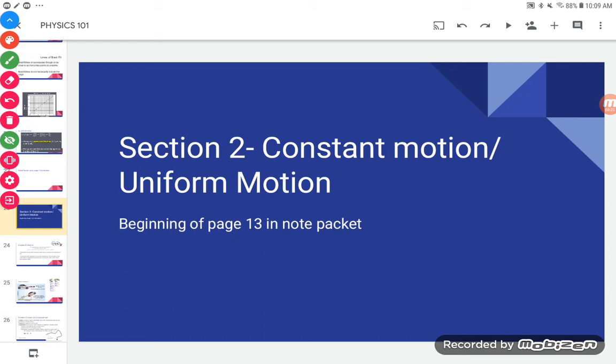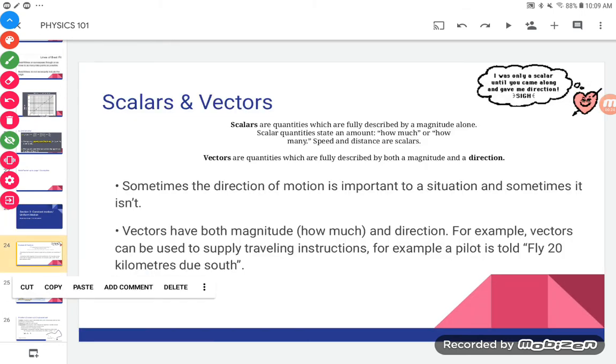There are a few terms that you must really know, and these two are very important: scalars and vectors. A scalar is a quantity which is fully described by magnitude alone. So it just describes magnitude, it might be how much or how many. Examples of this would be speed and distance, and there are a few more examples on the next slide too.